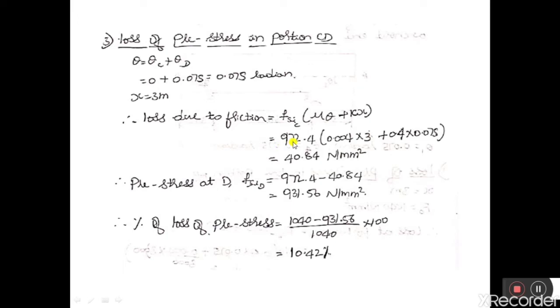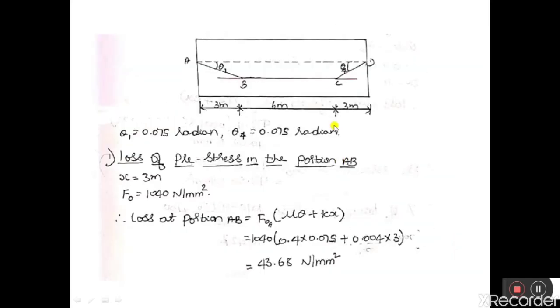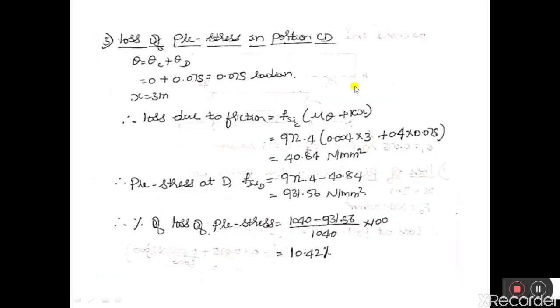So this is the value which we have got in the previous step. Mu is given in the question. So theta is 0.075, K is given in the question, and X is 3 meter. Therefore, loss due to friction is equal to 40.84 Newton per mm square. So the loss of pre-stress between C to D is equal to 40.84 Newton per mm square.